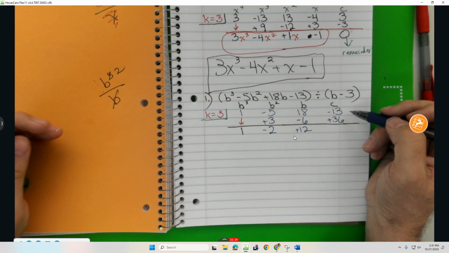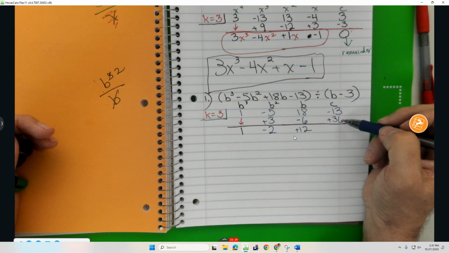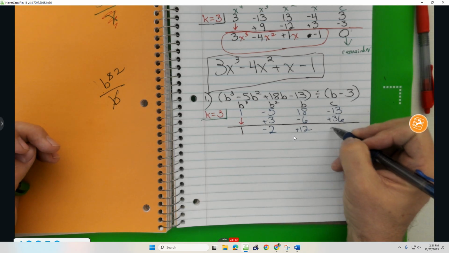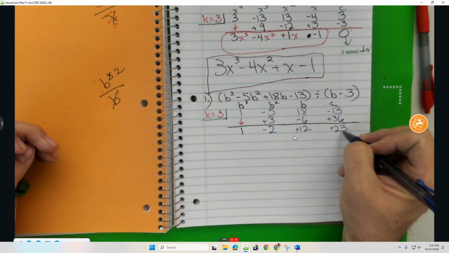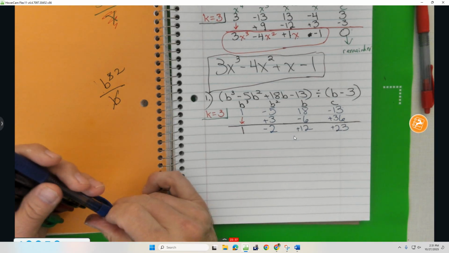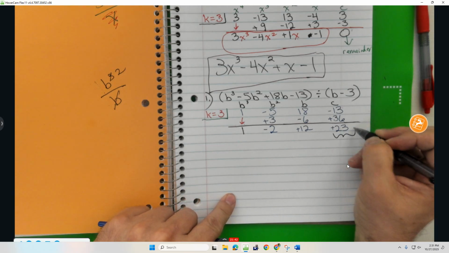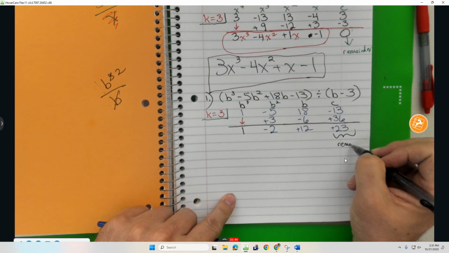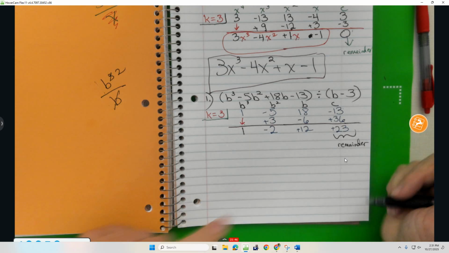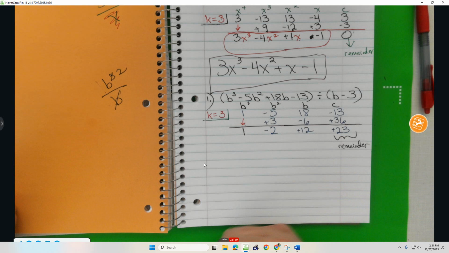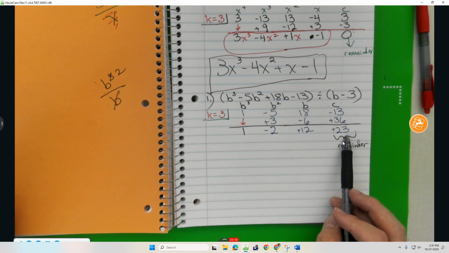Am I going to have a remainder of 0 here? No. Negative 13 plus 36, is that a positive 24? No, 23, isn't it? Positive 23. That positive 23, that last number, is the remainder. Did b minus 3 divide in evenly into the dividend? No, because we have a remainder of positive 23.